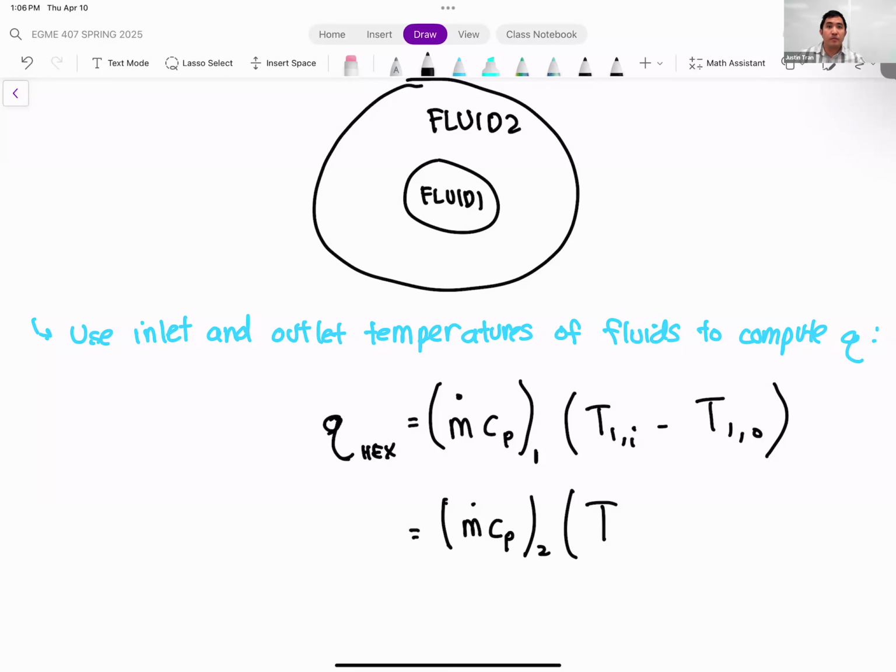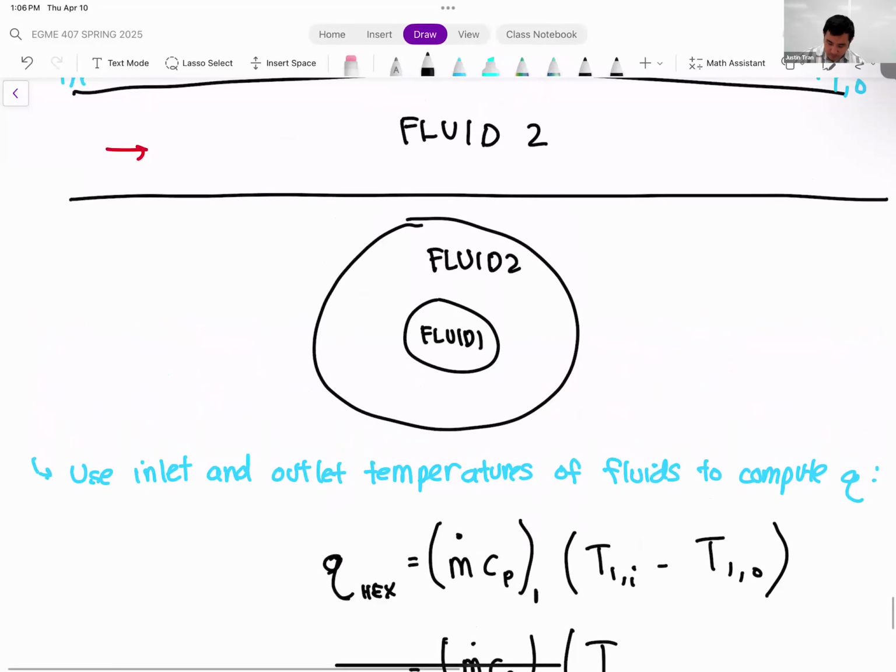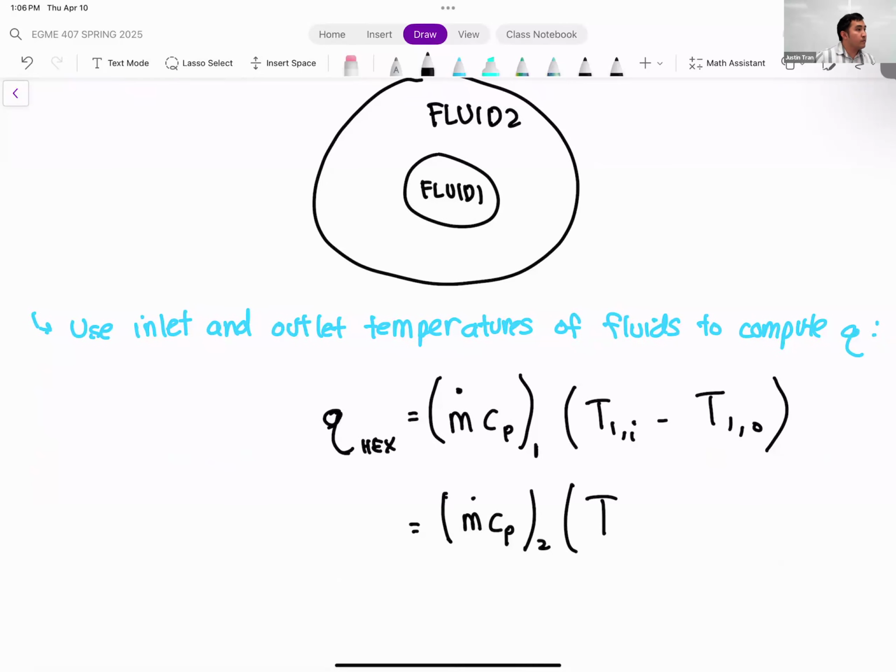Or is it based off of which one is higher? It's based on which one's the highest temperature. Yeah, so for this one, we're assuming that fluid 1 is the hot fluid, so it's going from hot to cold. And so that means fluid 2 has to go from cold to hot. So it's for both m Cp 1 and m Cp 2? Yes, because we assume that there's no heat loss to the environment. So all the heat that leaves one fluid has to be gained by the other.